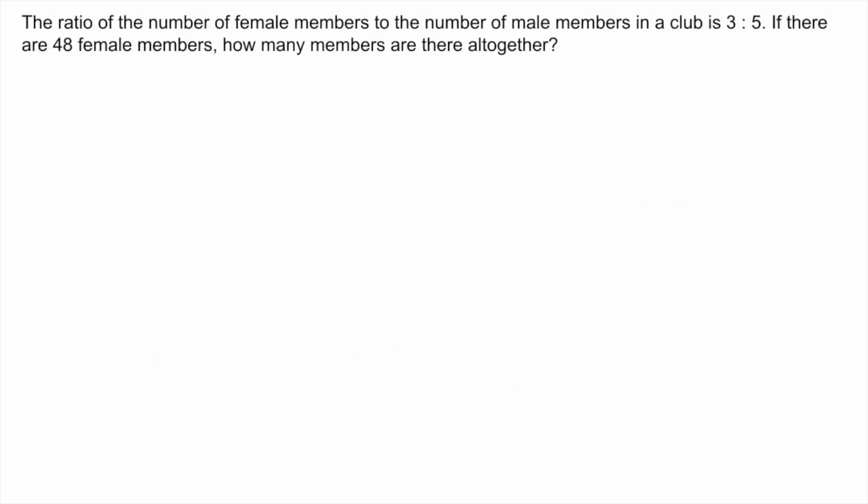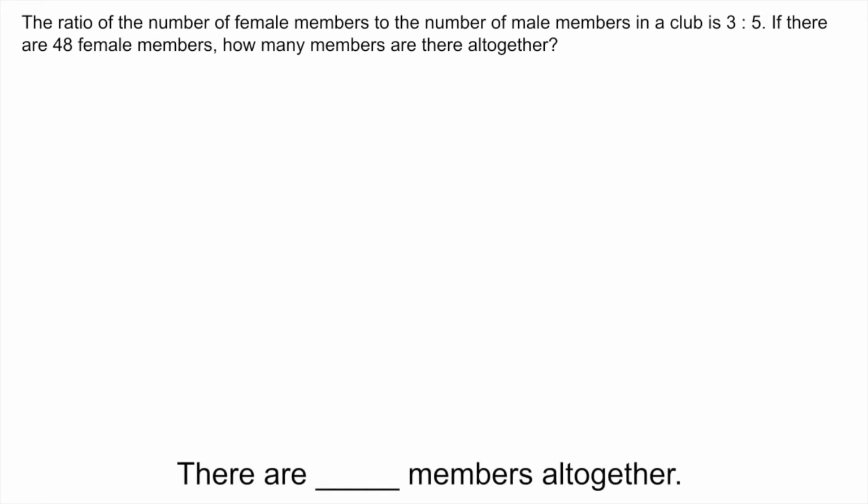On to problem 15, which was a ratio problem. The ratio of the number of female members to the number of male members in a club is 3 to 5. If there are 48 female members, how many members are there altogether? There are blank members altogether. And remember, ratio is a comparison. Therefore, it's always going to be a comparison model. In this case, I'm comparing females to males.